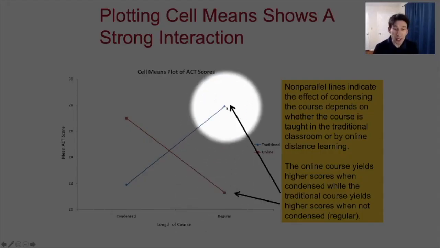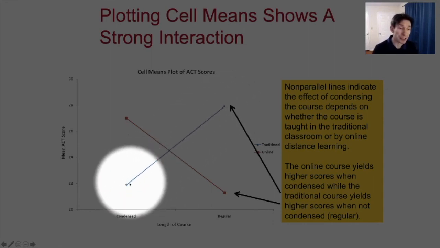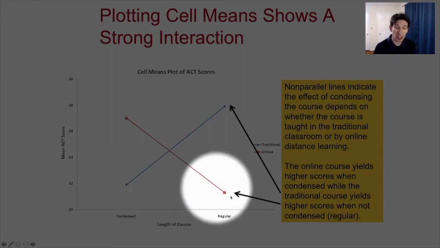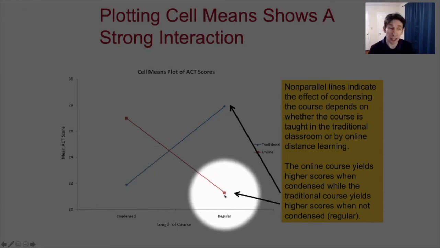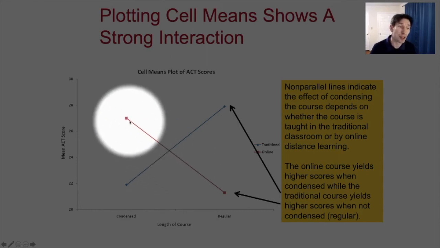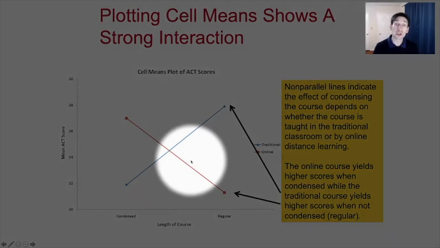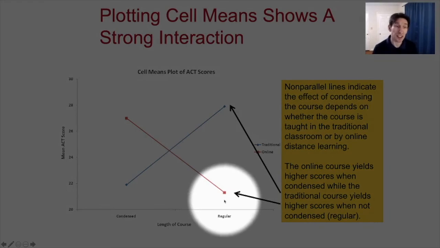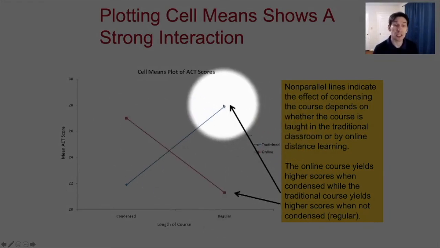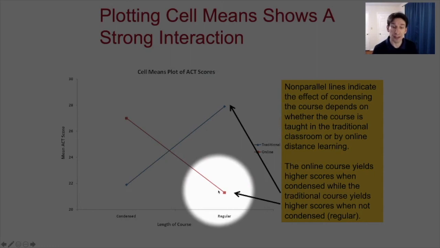You can follow it this way. If you take a regular course in a traditional classroom and you condense it, that decreases the means. If you take an online course that is of regular length and you condense it, that increases the ACT score. So this means that the effect of condensing can be to increase or it can be to decrease, but that depends on whether your course is traditional or online. And so that's why we call this an interaction effect.